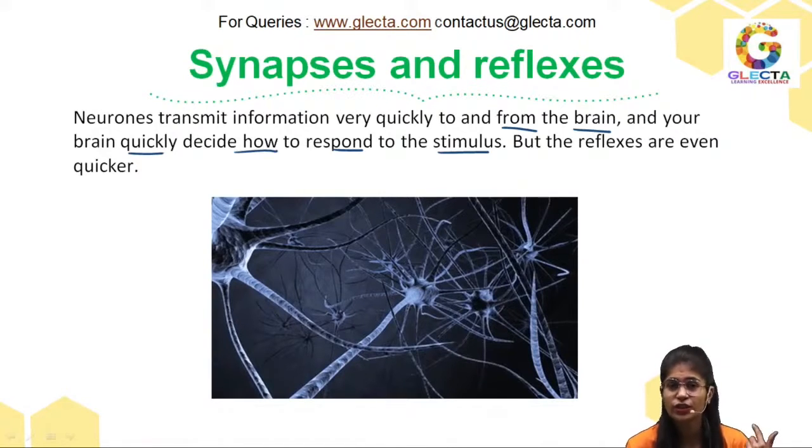The impulses went to the brain, it decided to retrieve your hand back, they came to the muscles, which contracted. Within seconds, you do not even realize it. Sometimes you realize that thing was hot only after you've retrieved your hand back. But the reflexes that we have in our body are even quicker than the example I just gave you, the one where you realize that something is hot after retrieving your hand back from that surface.